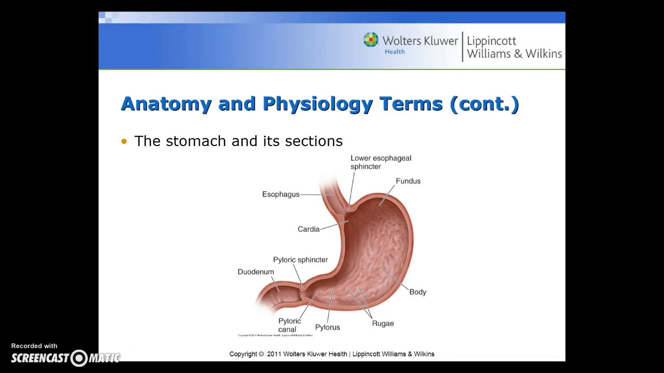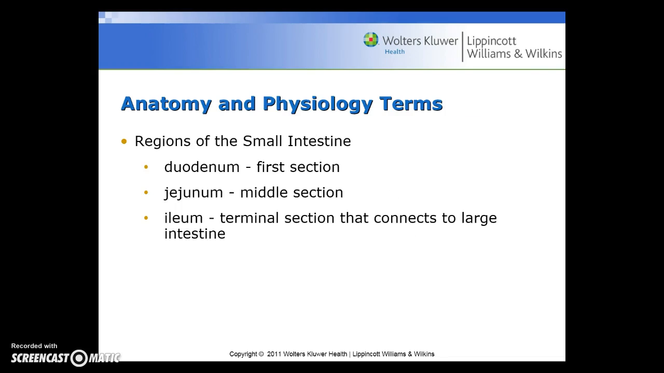The stomach in sections for visualization: the lower esophageal sphincter. The esophagus leads into the stomach. The sphincter prevents the backflow of contents. The cardia is the upper portion. The pyloric sphincter creates a valve almost for stomach contents into that part of the small intestine, or the duodenum. We see the body, the rugae, the pylorus, the pyloric canal.